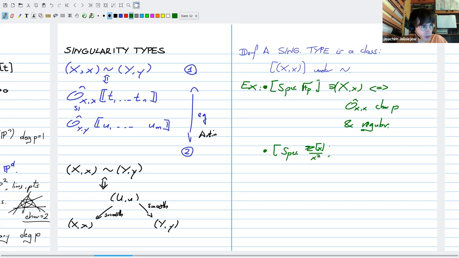That's one example to keep in mind, and perhaps the other one is the non-reduced point. And again, you could check that here. If you have a scheme here, then this at least implies that y in Y is non-reduced.